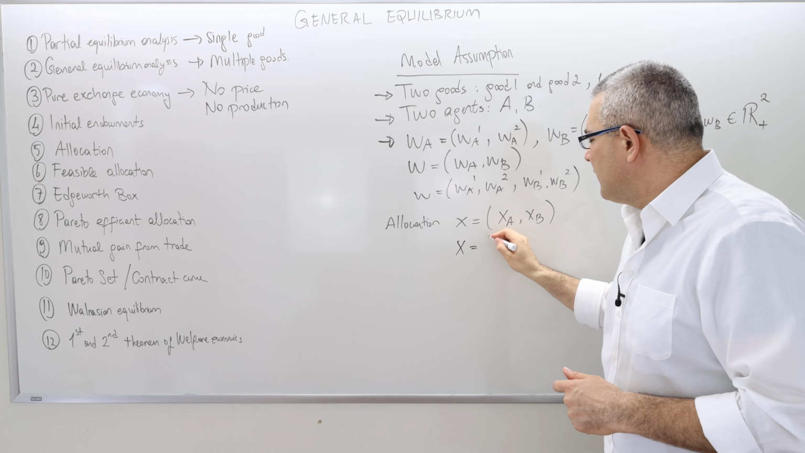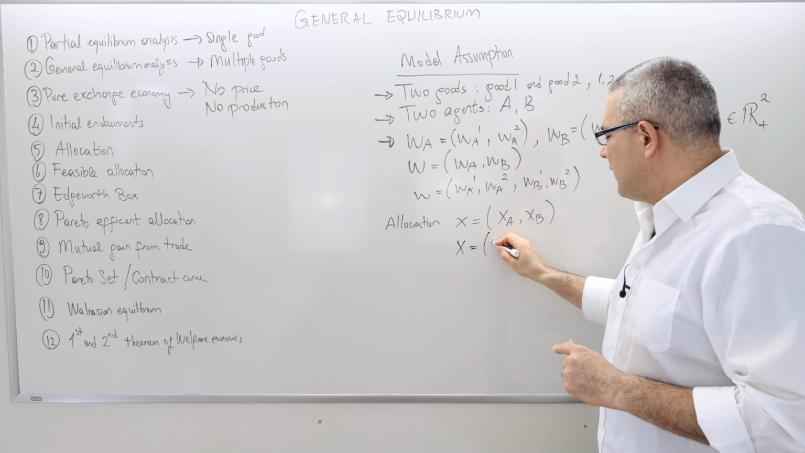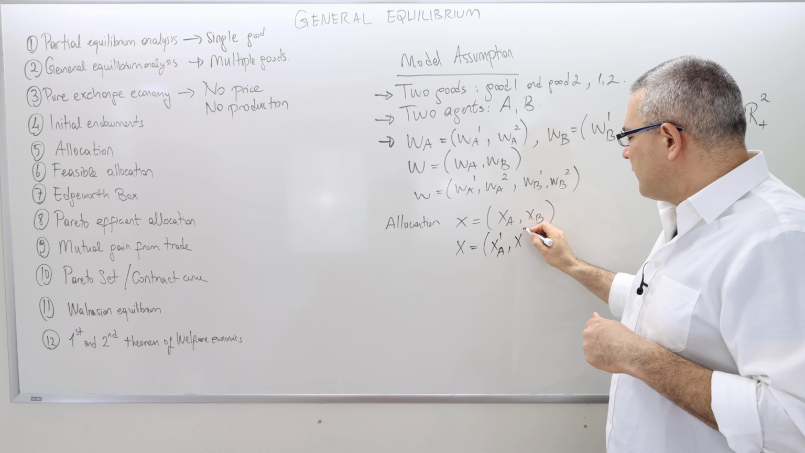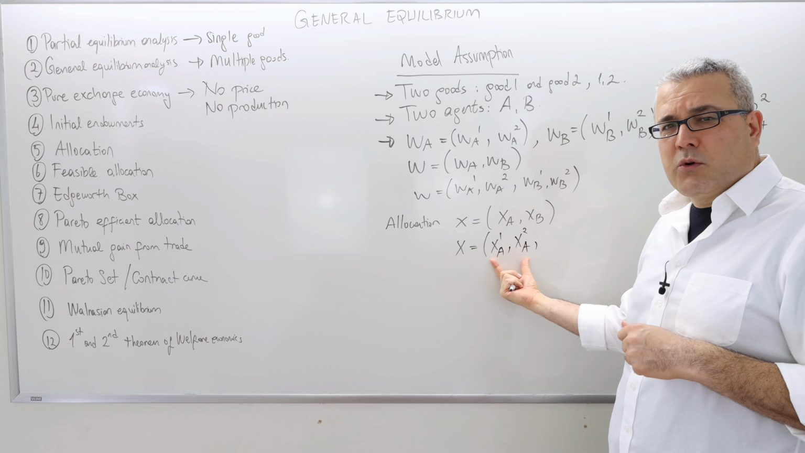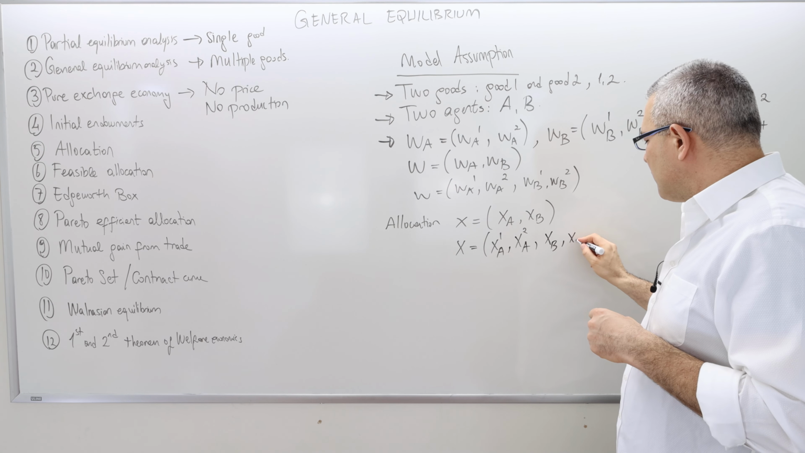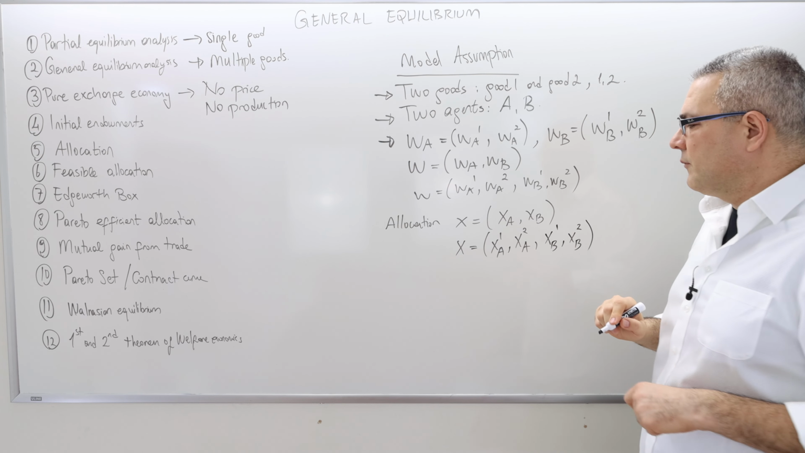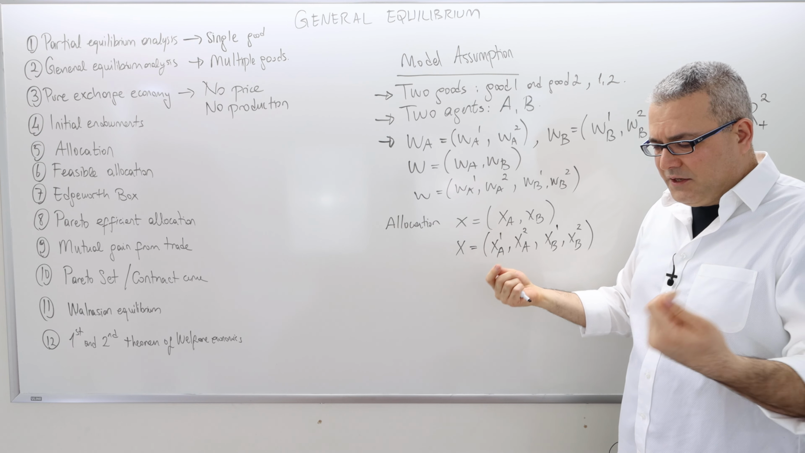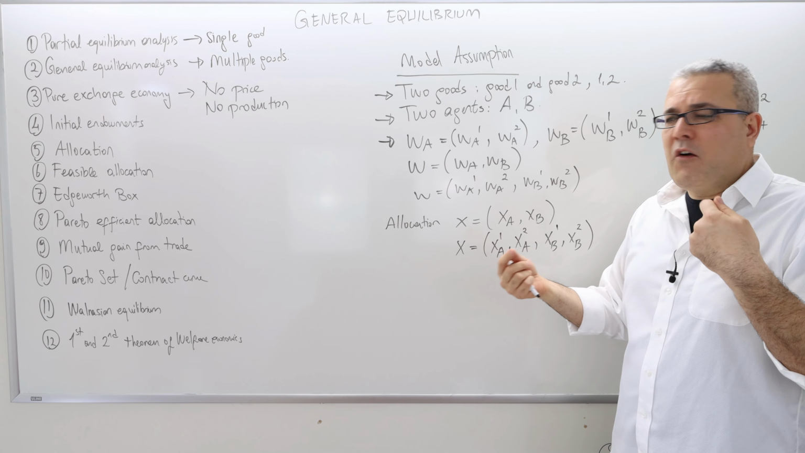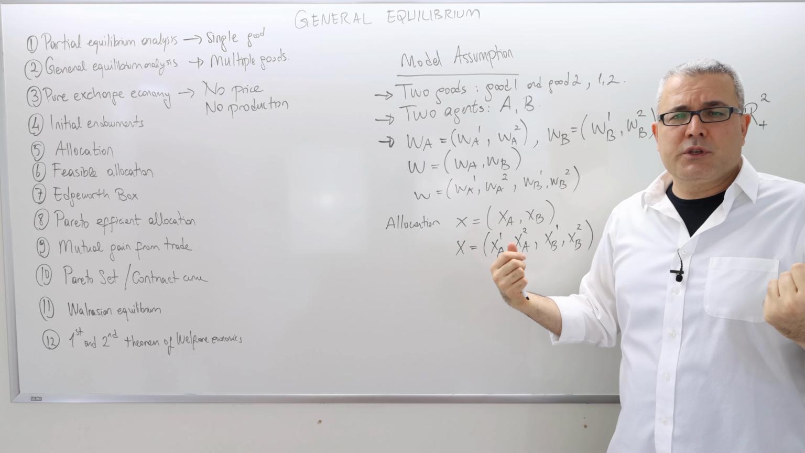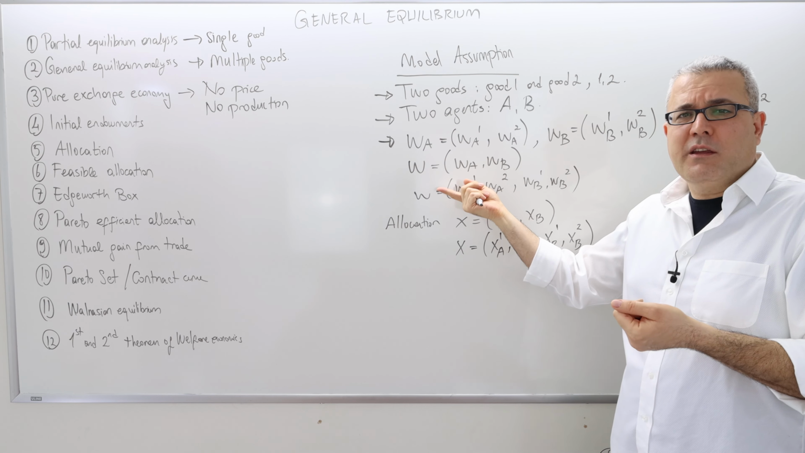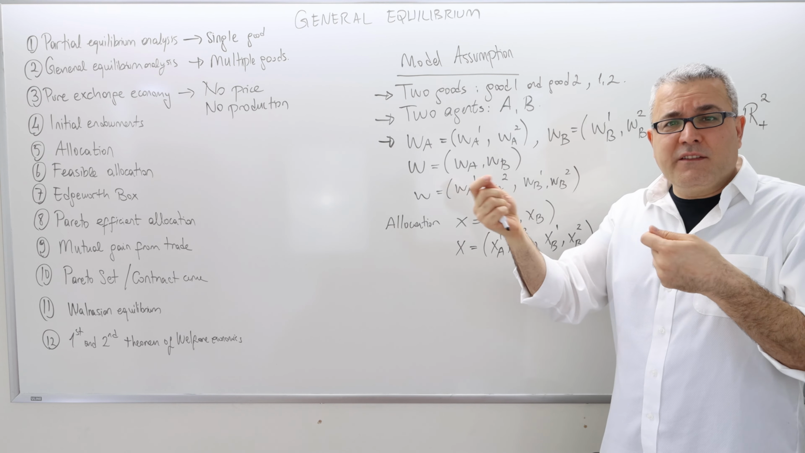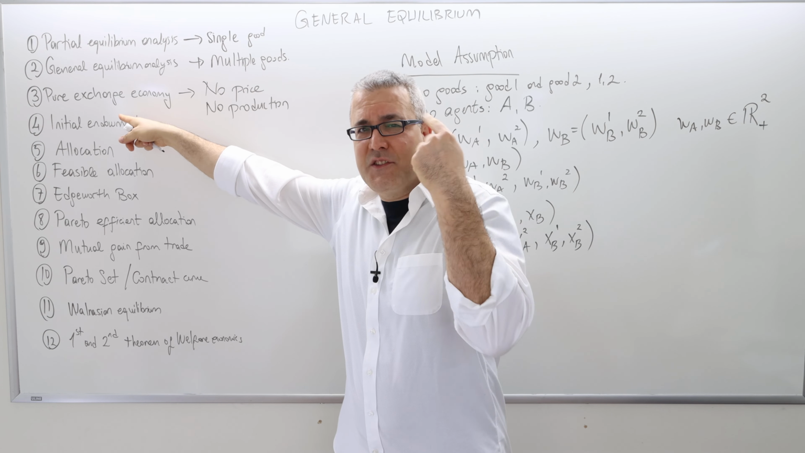So an allocation again has 4 dimensions: the number of good 1 agent A will have, and the number of good 2 agent A will have. The first 2 coordinates are for agent A, and then the second 2 coordinates are for agent B, good 1 and good 2. So you can think of W as the initial apples and bananas agents bring, and X is how many apples and bananas each agent consumes. They may want to consume what they bring. They may want to consume something other than what they bring. So they trade, they exchange the goods, and hence the exchange economy.